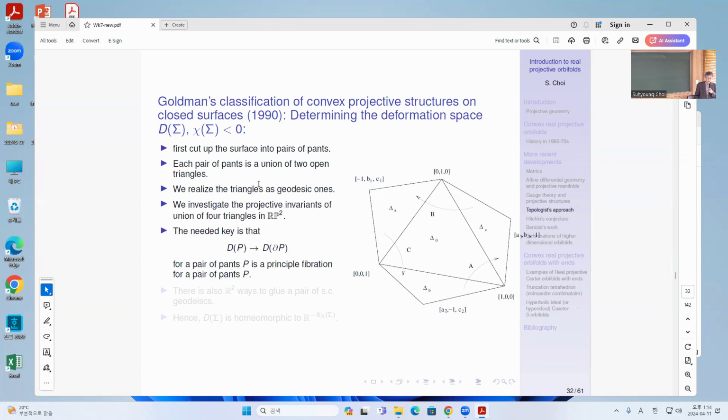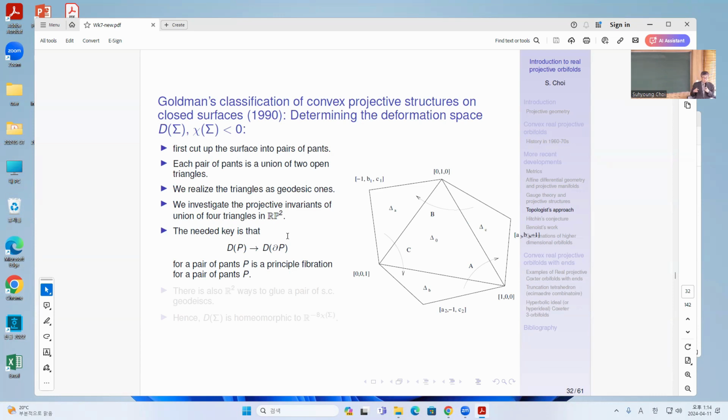Then you look at the projective invariants, and the key idea is that for the pair of pants, if you map it to the boundary invariants, so partial P is three closed geodesics, and then it has projective invariants.